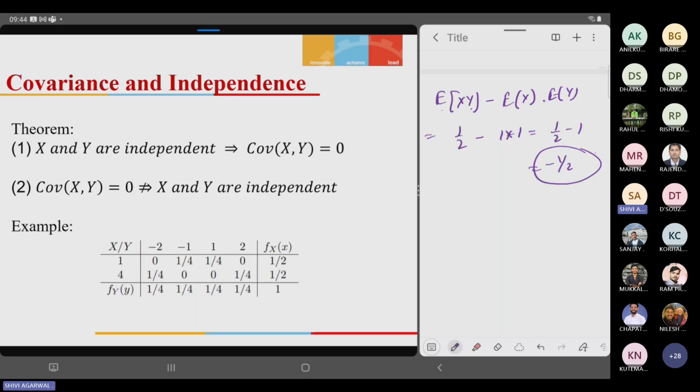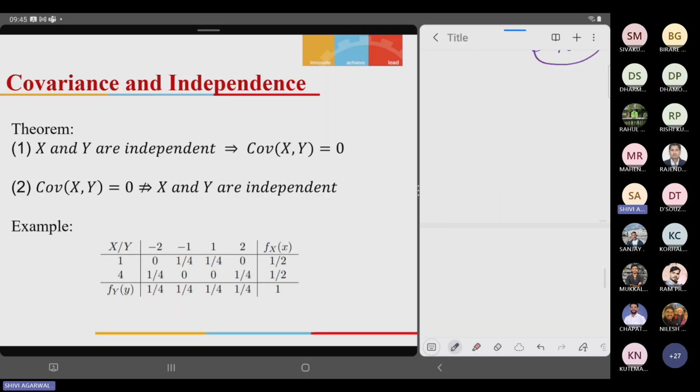So I just gave you one example here when covariance is coming 0, but they are not independent of each other. Firstly, we are just checking whether they are independent or not. So we are taking f of xy, where x is equal to 0 and y is equal to 0. This is a joint density function. Oh, sorry, they are not 0 and 0. So x is equal to 1 and y is equal to -2. So this value is 0.